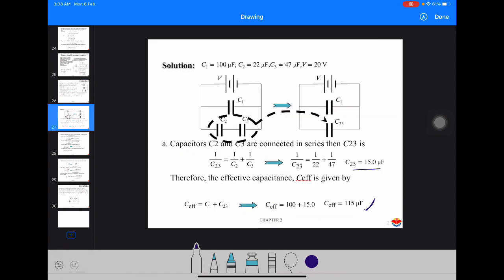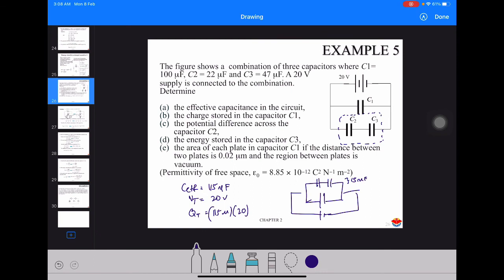Just double check the value 115. Okay, 115 exponent negative 6 multiplied with 20. I got 2.3 times 10 negative 3. Okay, that one is the charge coming out from this direction, from the terminal. It goes into here, it basically splits into two.